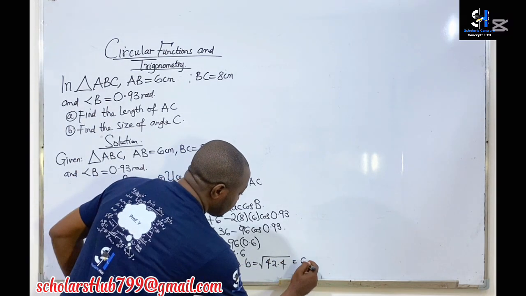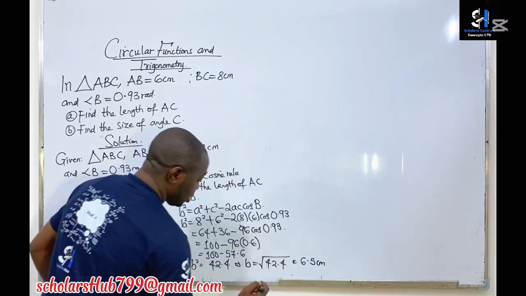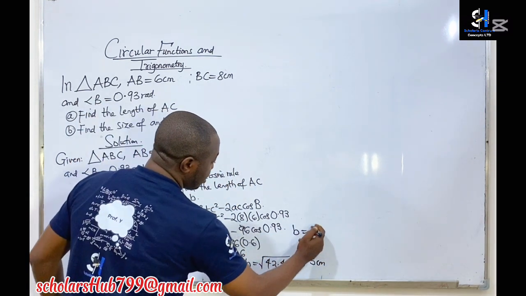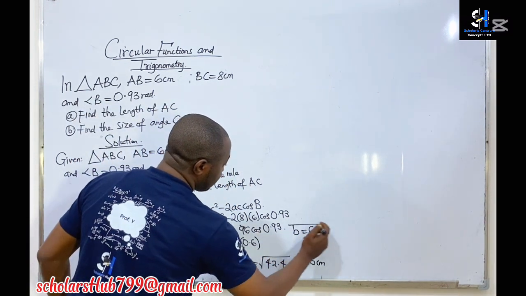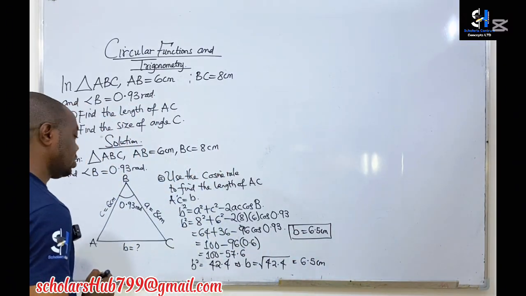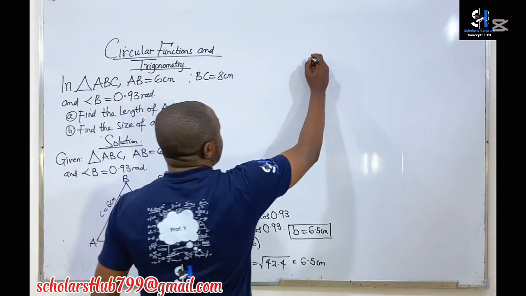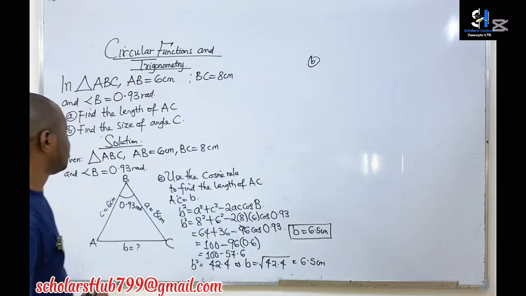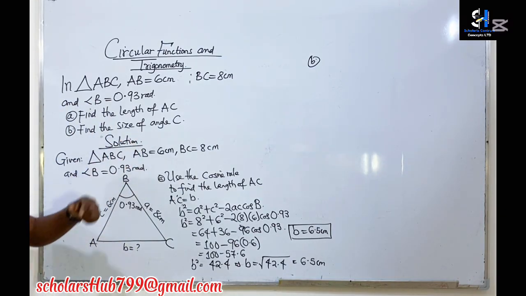So this will be equal to 6.5 centimeters. So B equals 6.5 centimeters. That's the value of B. All right, the second question. The second question is for us to find the size of angle C.